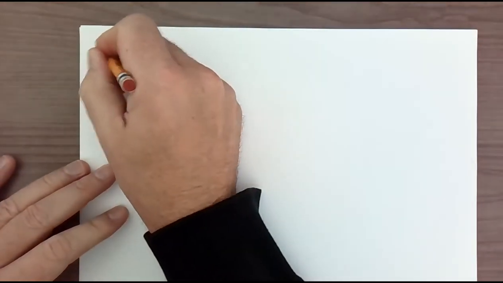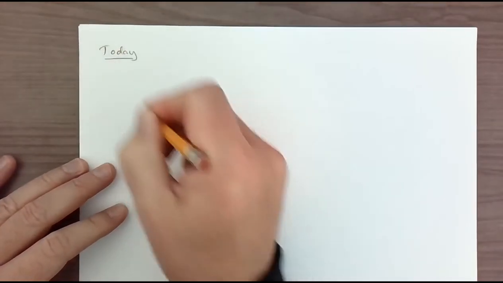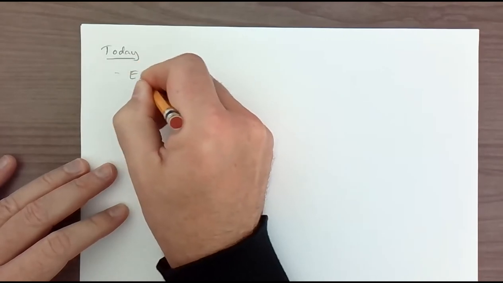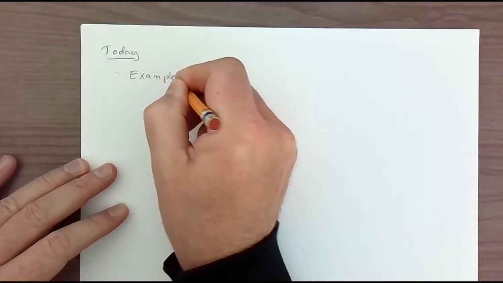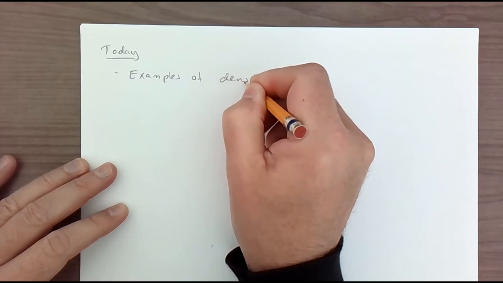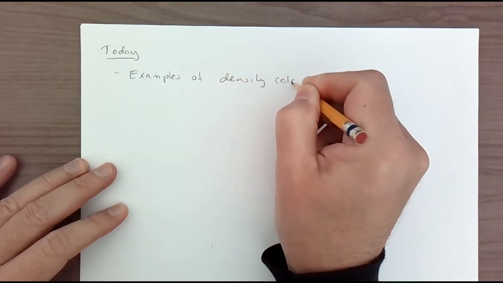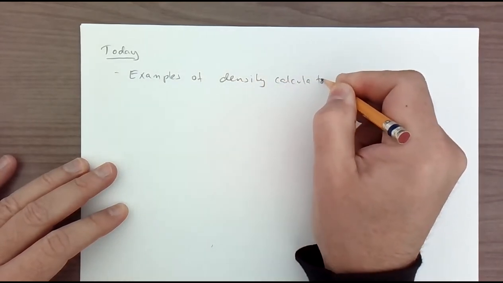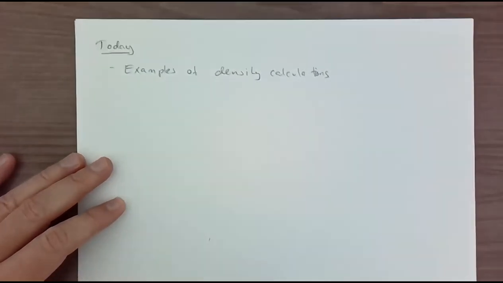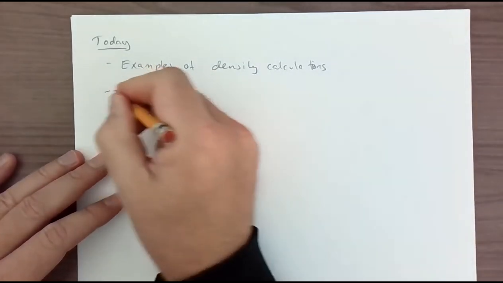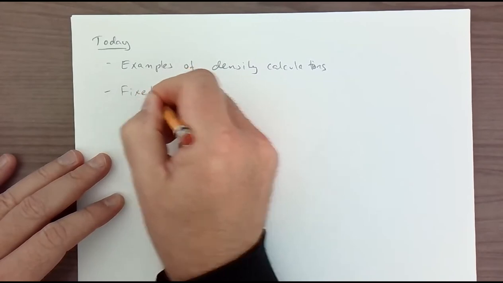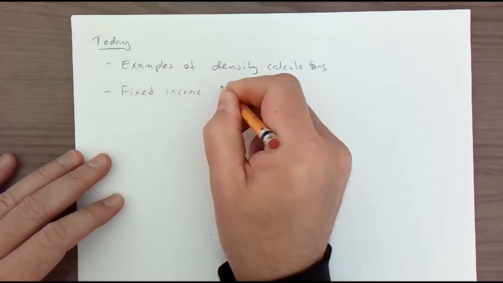I'll start by doing some examples. This is what I have in mind for today. We'll do two examples of density calculations, and then we're going to start on fixed income, and this is chapter 6.